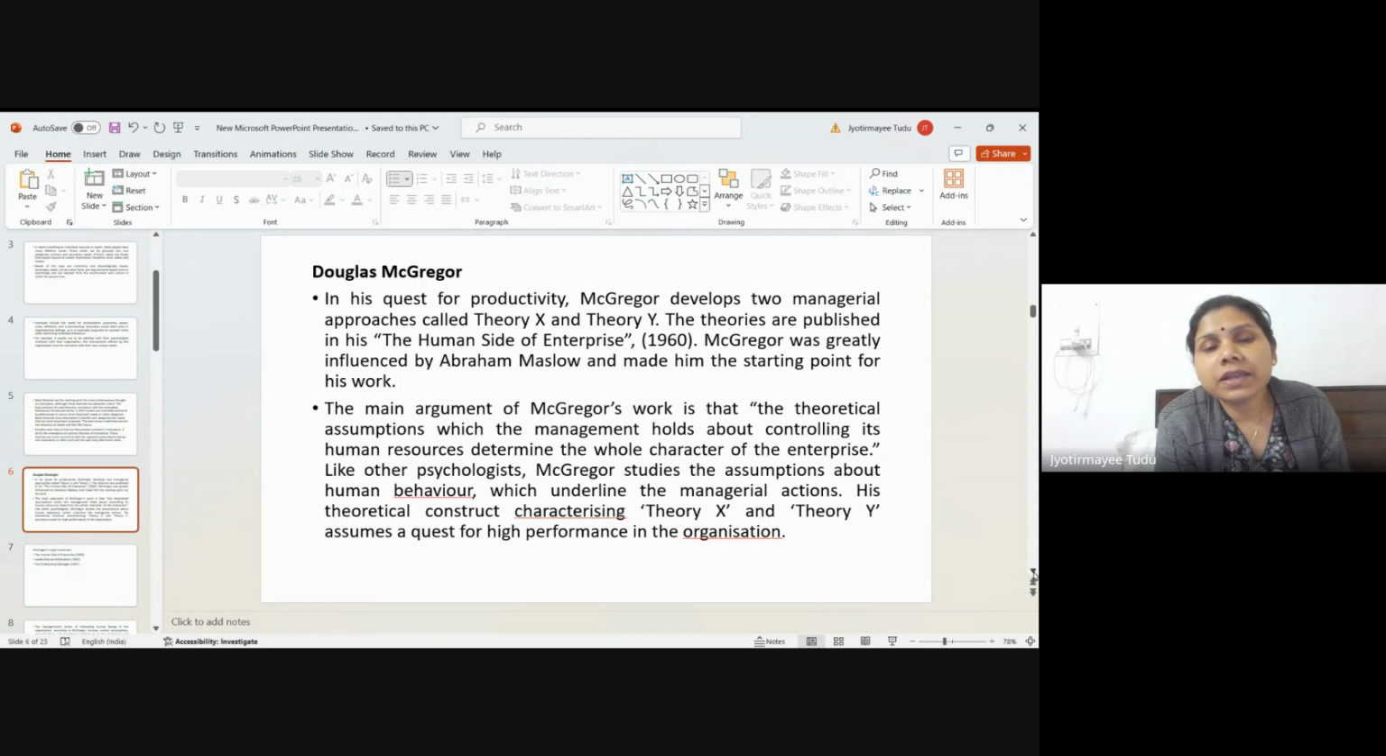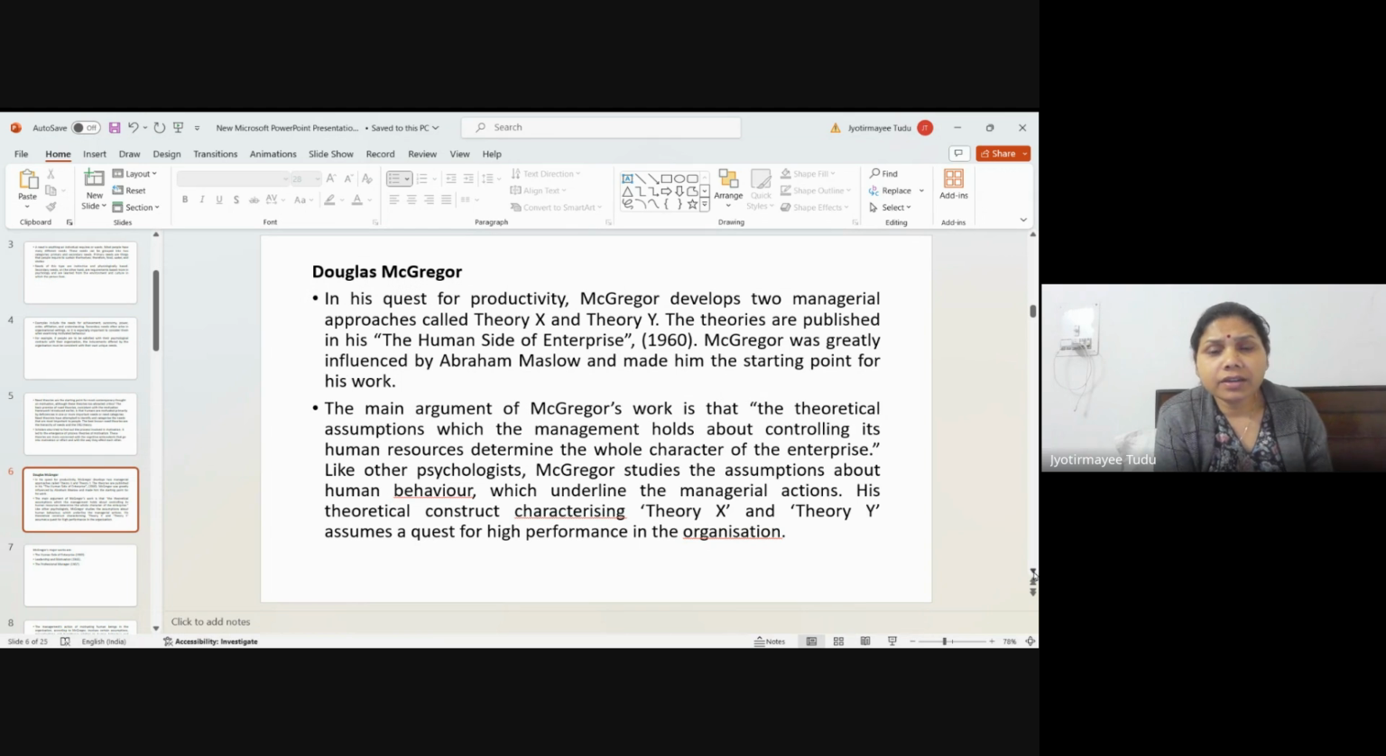The theories were published in his book The Human Side of Enterprise, and he was greatly influenced by the work of Abraham Maslow and made it the starting point of his work. Maslow talks largely about the hierarchy of needs, so McGregor tried to expand his theoretical base on X and Y as per the need theory. The main argument of McGregor's work is that the theoretical assumptions which management holds about controlling its human resources determine the whole character of the enterprise.